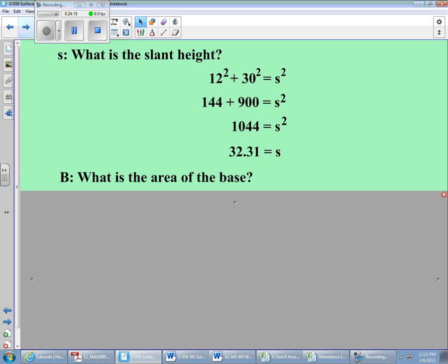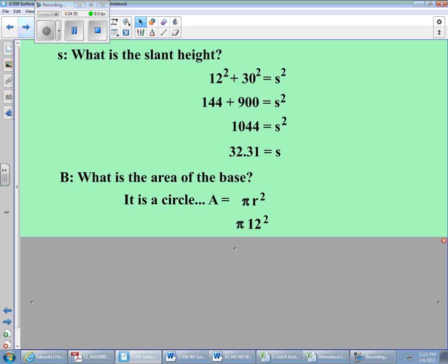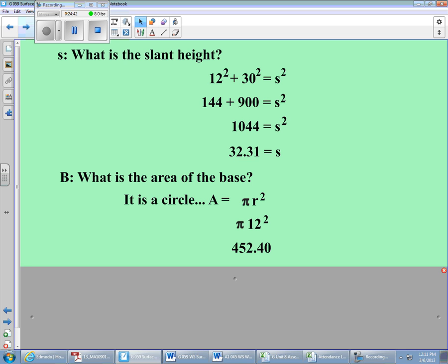That leaves us only one variable to solve for. That's the area of the base. Our base is a circle, and as we said, we find the area of a circle with pi r squared. As we already know, the radius of this particular circle was 12. Well, there's 12 squared again. So we've got 144 times pi, and that comes out being 452.40 or somewhere around there.